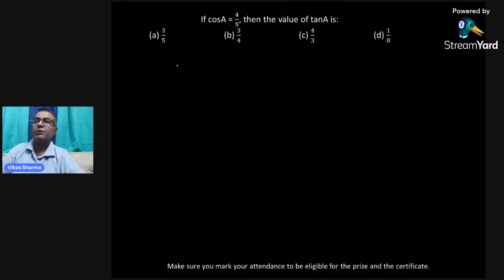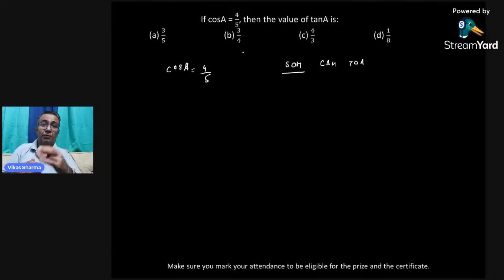So we know that cos A is equal to 4 upon 5. Whenever we come across a question of trigonometry, the best thing is to write out SOHCAHTOA. That gives me the three ratios: sine of an angle is equal to opposite upon hypotenuse, cos of an angle is equal to adjacent upon hypotenuse, and tan of an angle is opposite upon adjacent.